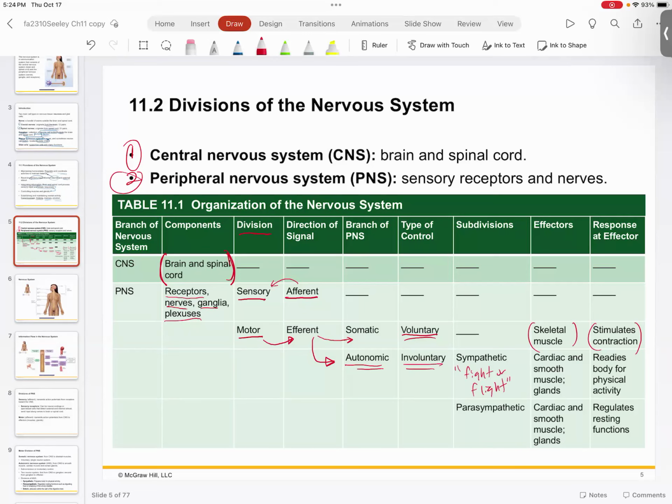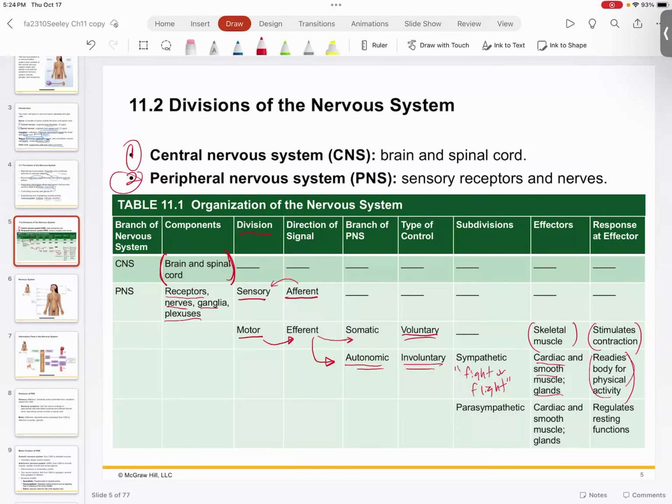And generally speaking, the sympathetic division is going to be targeting lots of different structures, your cardiac muscle, your smooth muscle, and your glands. But this is basically getting you ready for physical activity or like running for your life, right?